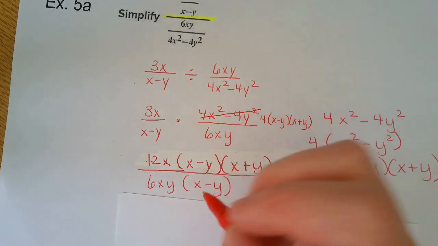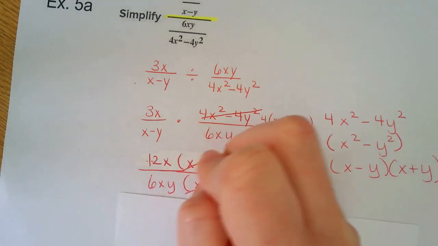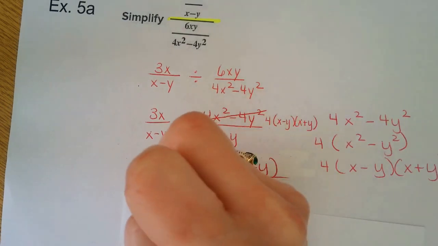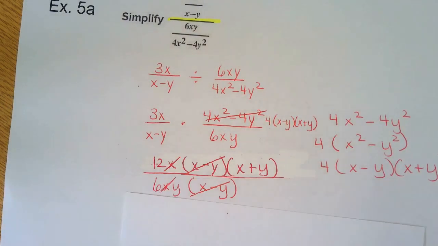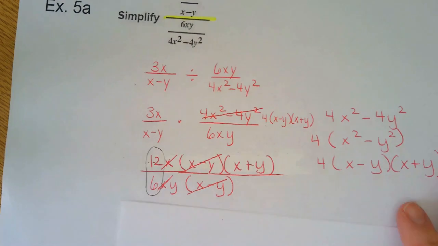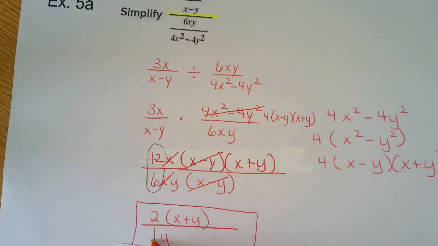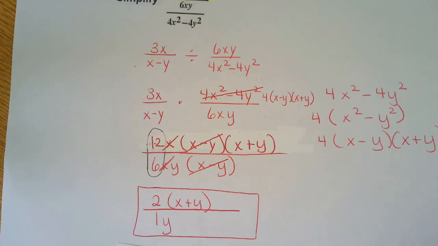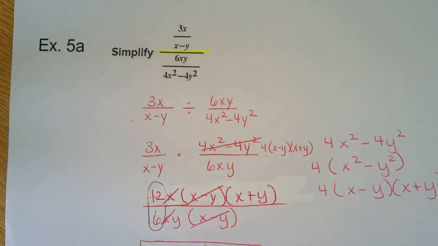Now I'm looking for greatest common factors. So I see the x minus y's are common, so those can be removed. I also see my x's are the same. They're going to cancel each other out. I also see my numbers, 12 over 6, will simplify. So that's where I got my 2 over 1. I had 1 y left on the bottom, and then your x plus y left over on the top. Okay, so complex fractions, still just division.